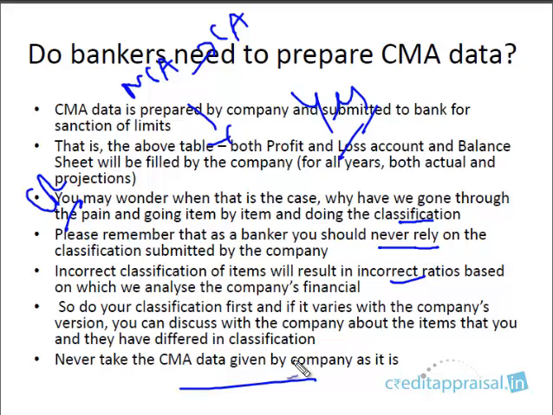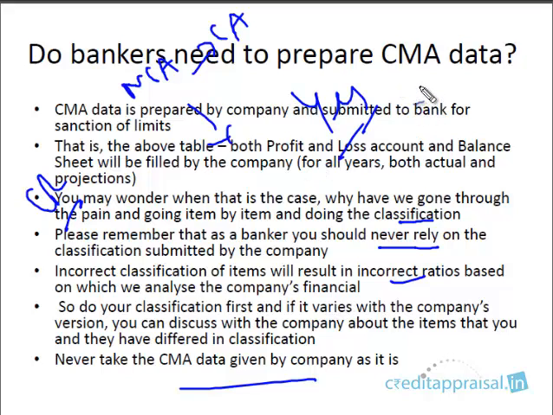But the important suggestion from my part: never rely on the CMA data provided by the company. Do your own CMA classification. This is the bread and butter of your career. If you are a credit analyst, you can't escape from the CMA data. It's a very important document. It's a document based on which you'll take the credit decisions. So the figures need to be very correct, especially the classification. So do your CMA classification. Does it take time? It doesn't take a lot of time once you get very good at it.